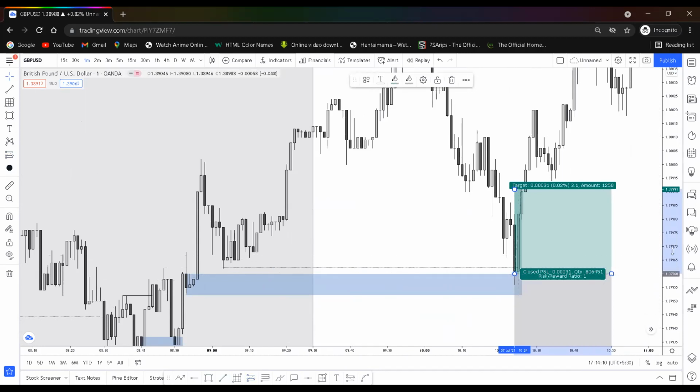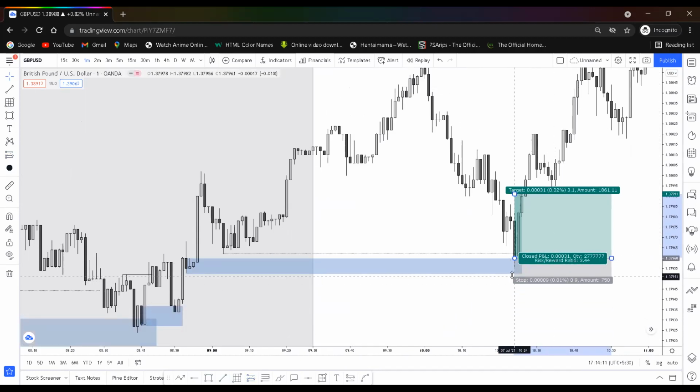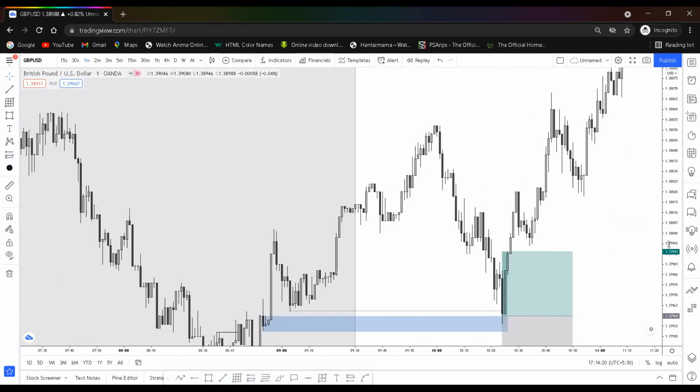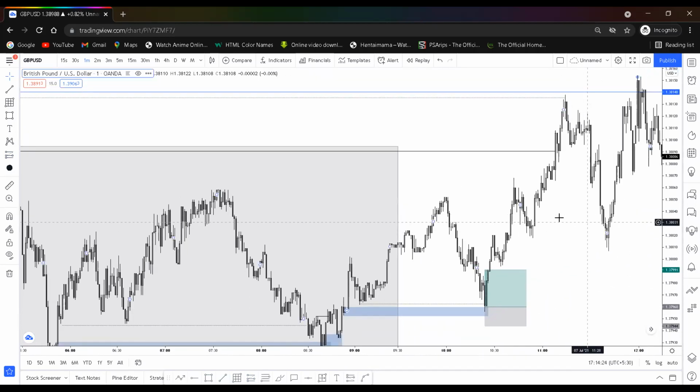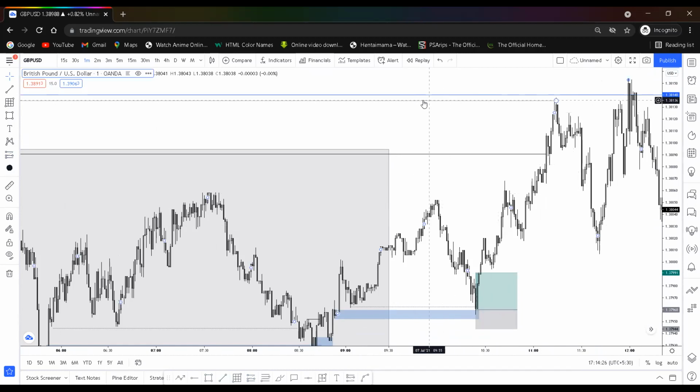I bought from here, and then what was my target? Honestly, this 0.8 pip stop loss is not possible. Mine was around 1.6 pips. And then what would I target? We know where the trap is, right?